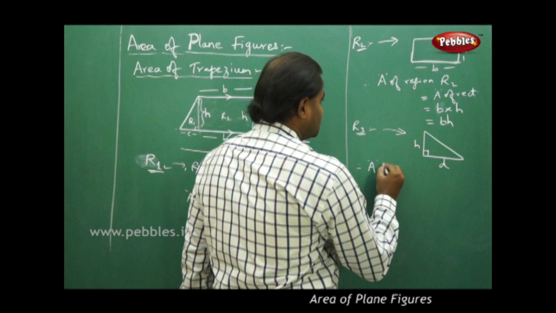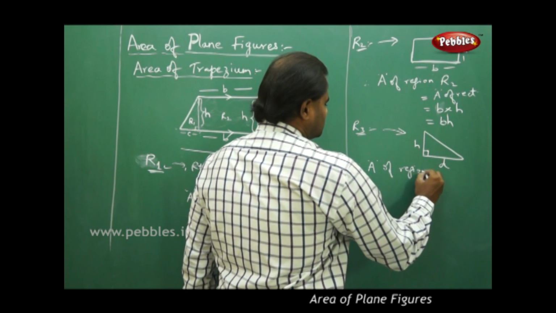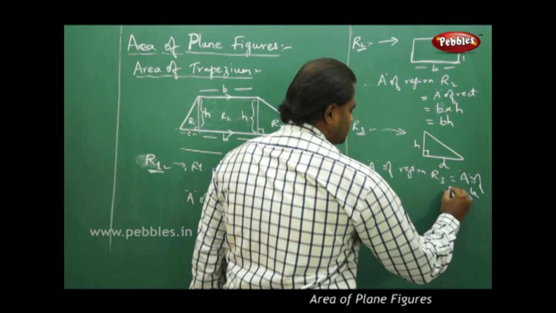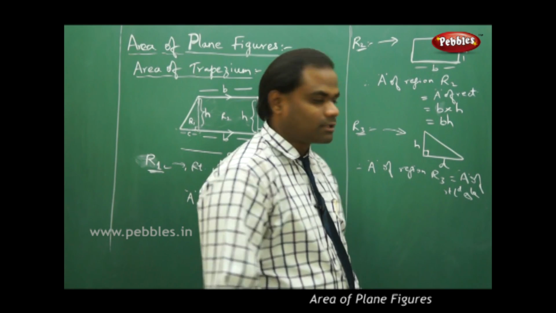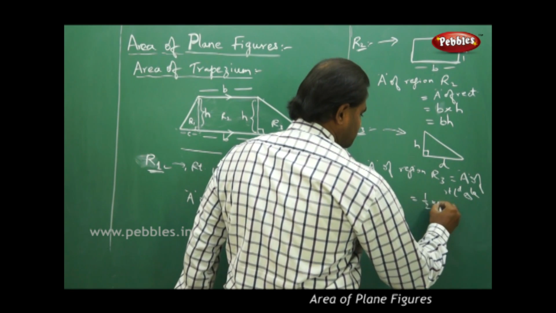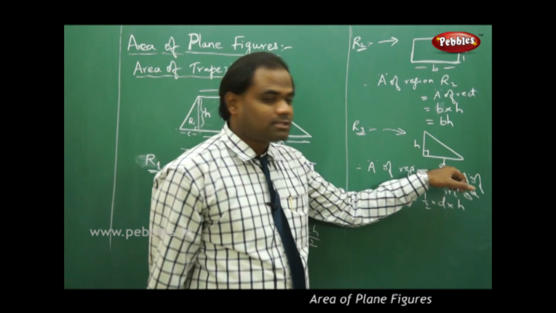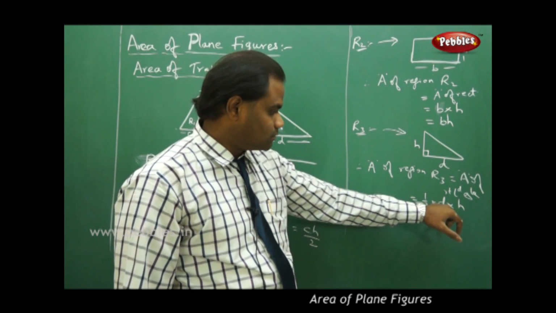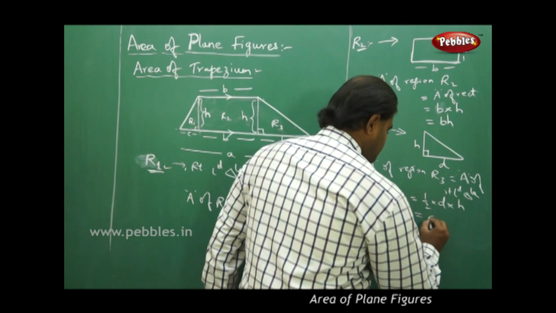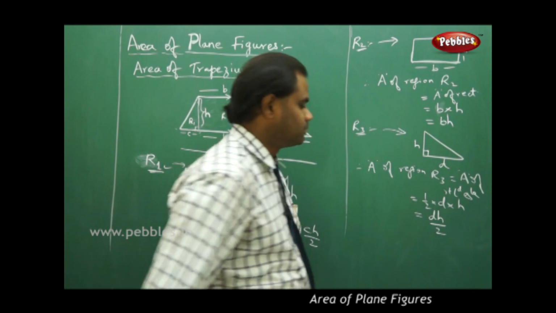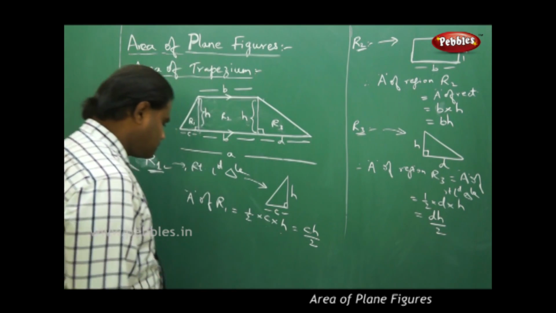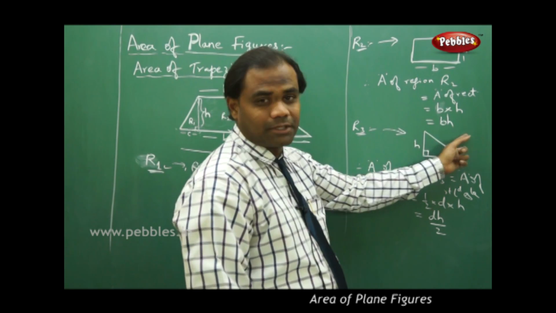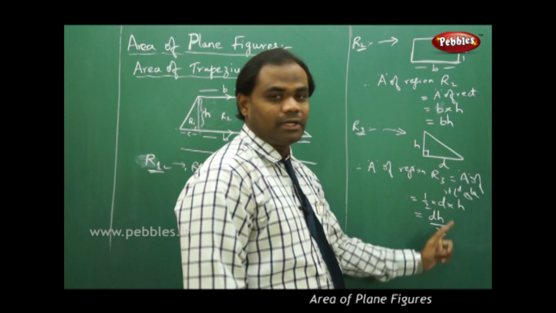Therefore, finding the area of region R3 is nothing but finding the area of a right angle triangle, using the formula half into base into height. Your base is D and the height is H. Therefore, the formula substitutes into half into D into H, which is DH by 2. So I have got three different regions: the area of region R1 is CH by 2, the area of region R2 is BH, and the area of region R3 is DH by 2.